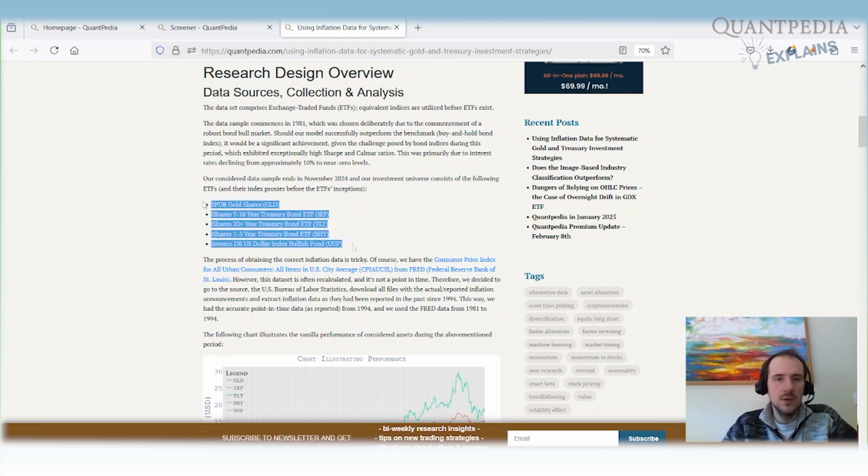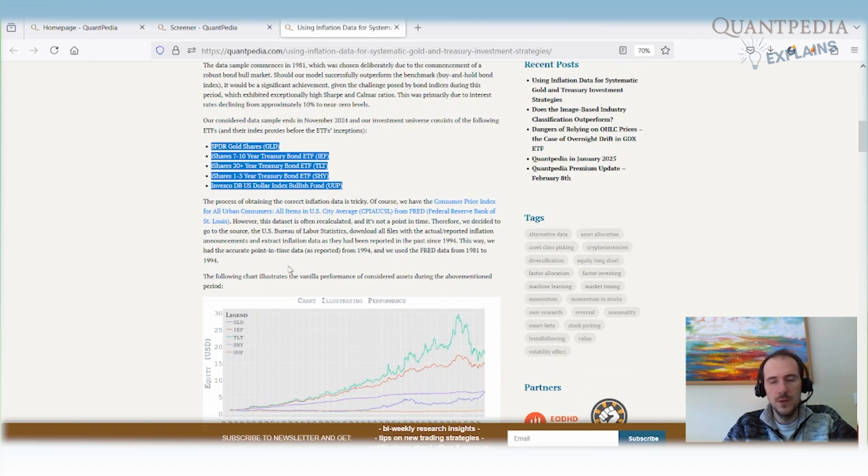So this is our data. We downloaded data for gold, for 7 to 10 year treasury bonds, 20 plus year treasury bonds, short-term treasury bonds, and the US dollar index. And then we had to find the data for inflation.